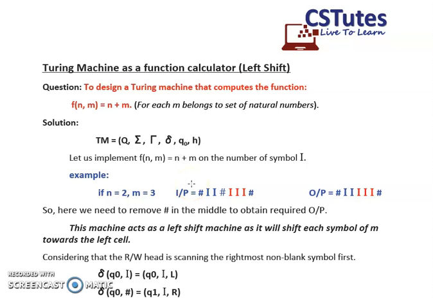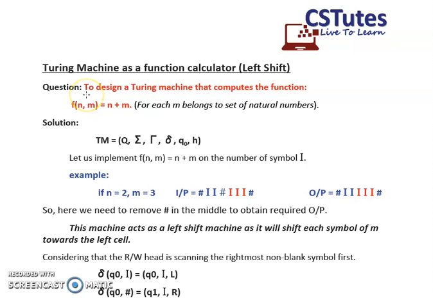Today we are going to learn a Turing machine for a left shift. It is an example of a function calculator. In our last two videos, we have seen how a Turing machine can act as a function calculator for f(m) = m + 1 and f(m) = m + 2. In case you haven't watched those videos, you can go back and watch them again.